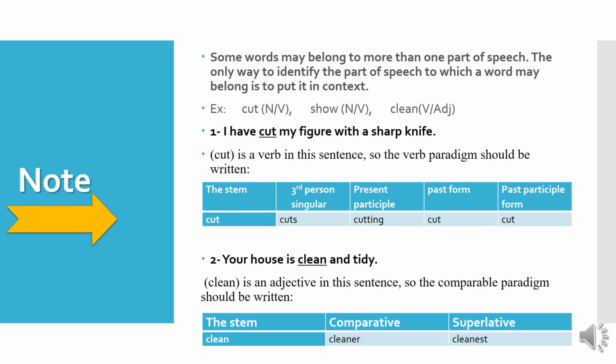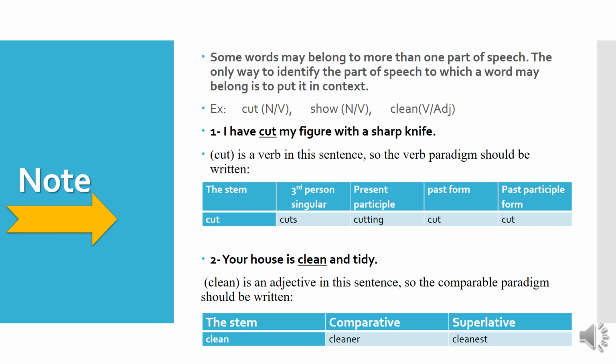It's time to take a note about the inflectional paradigms. Now we recognized the types of the inflectional paradigms, the pronoun, the noun, the verb, and the comparable paradigms. And if I ask you to write the inflectional paradigm of a specific word, you have to identify the part of speech of this word. If it is a noun, you have to write the noun paradigm for the word. If it is a verb, you have to write the verb paradigm, etc.